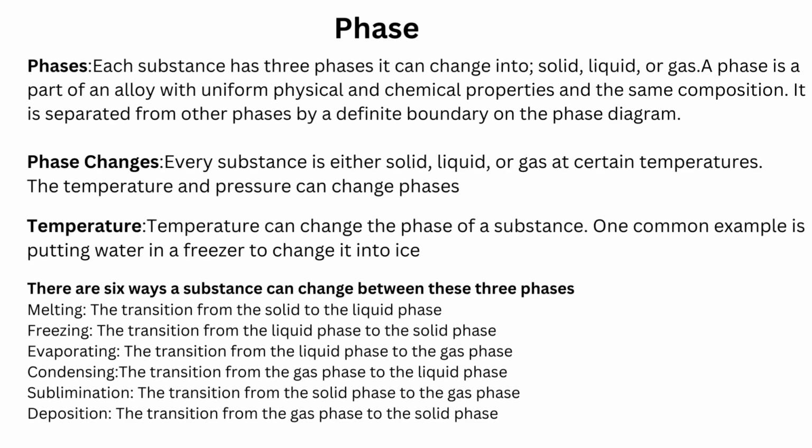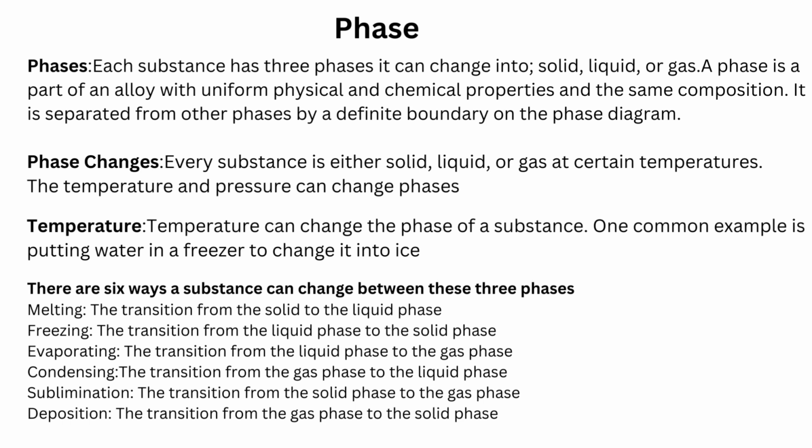Phase. Each substance has three phases it can change into: solid, liquid, or gas. A phase is a part of an alloy with uniform physical and chemical properties and the same composition. It is separated from other phases by a definite boundary on the phase diagram. Now phases can change. Every substance is either solid, liquid, or gas at certain temperatures. The temperature and pressure can change phases.